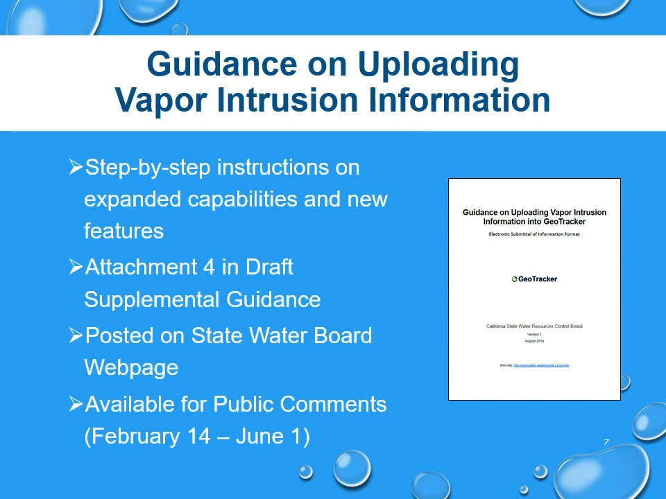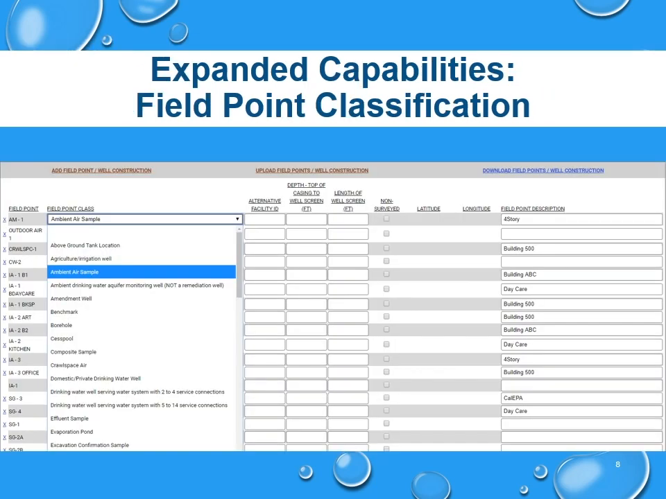This how-to guidance is attachment 4 in the draft supplemental guidance. It is posted on the State Water Board webpage, and it is available for comments during the public comment period. Please provide us feedback, as the workgroup would like to continue to improve the capabilities and features. This how-to guidance is a living document, and the workgroup will continue to update it as necessary to support the database.